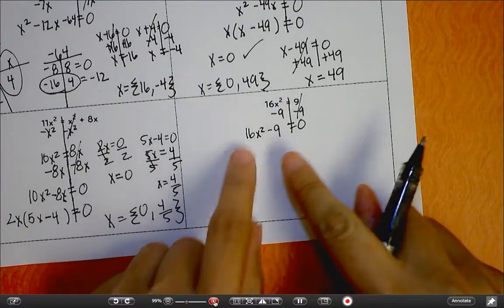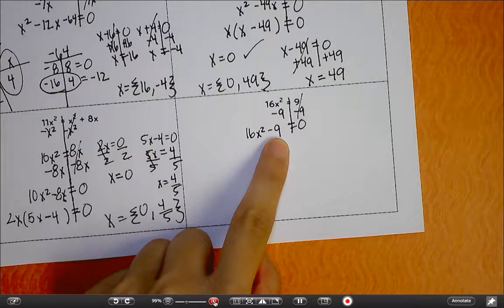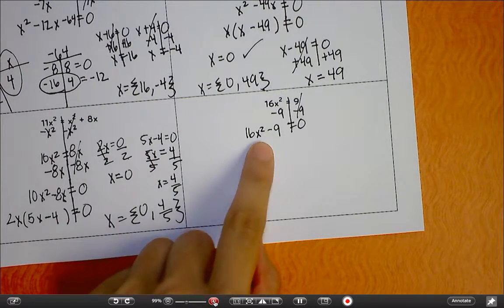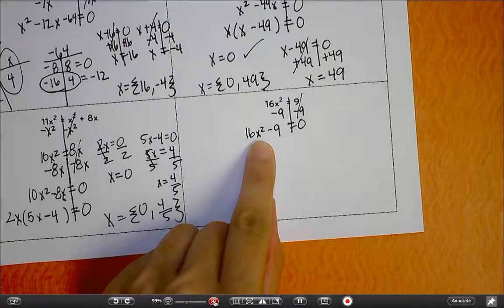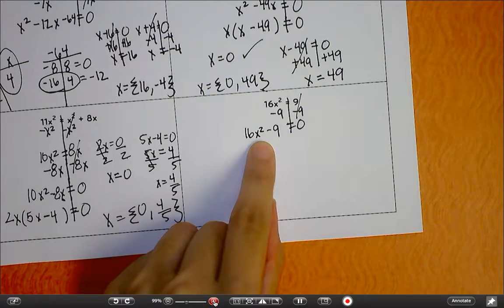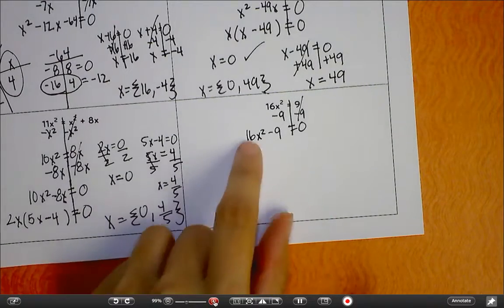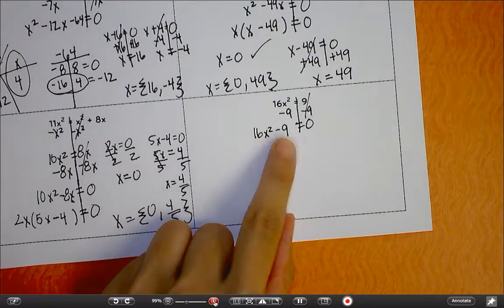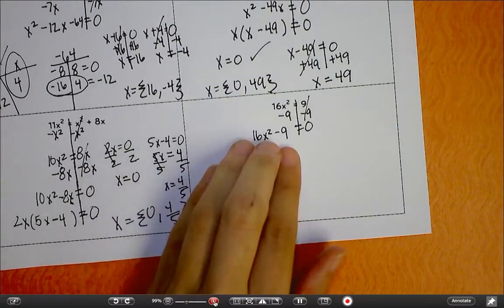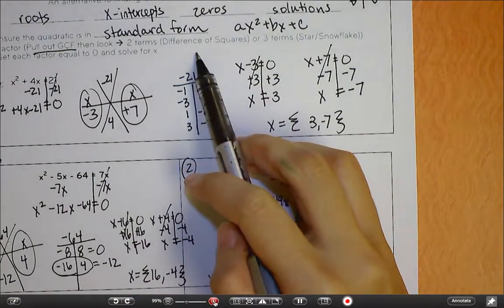So 16 and 9, there's no common factor between 16 and 9. I have an x squared here, but it doesn't repeat, so I can't pull it out. So instead, I know that 16 is a perfect square and 9 is a perfect square. Now I can use the difference of square method.